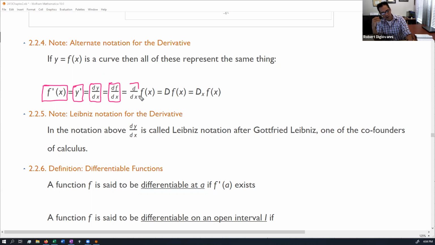df dx also means the same thing. If you put d over dx in front of f of x like this, that means we're going to be taking the derivative of this function. And if you see capital D in front of the function, that means take the derivative. Or if you see D with the subscript x in front of the function, that means take the derivative. It's a nightmare, I know. It's all these different notations. The only ones that we are going to use in this class on a regular basis are this one, this one, this one, and that one. You won't see this used too much.